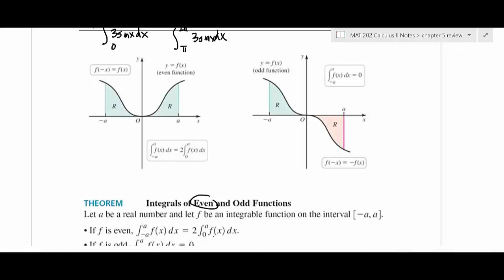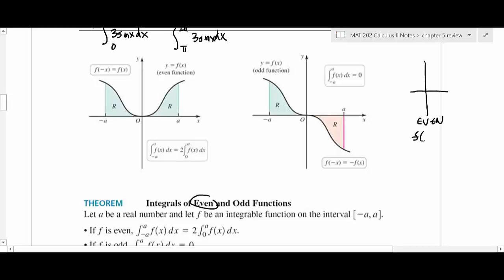What is an even function graphically? What does that look like to you? It's symmetric about the y-axis. Okay, that's what even functions are. How about an odd function? Symmetric about the origin. Okay.